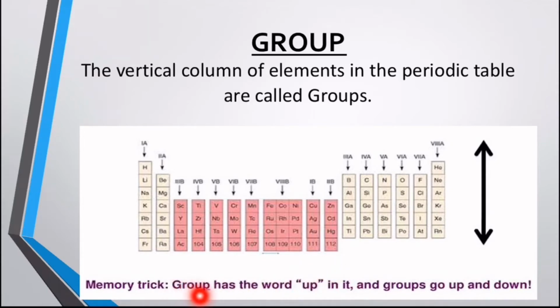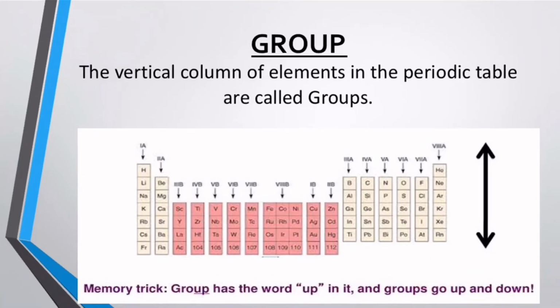Well, for the word group and for its definition, there's a memory trick. In the word group, if you spell it, you will find UP, that is up. So groups always go up and down. As you can see here, it goes up and down like this, and these are considered as vertical columns.